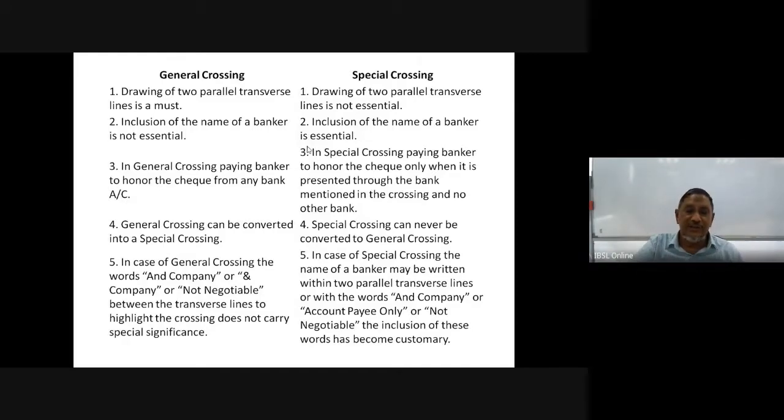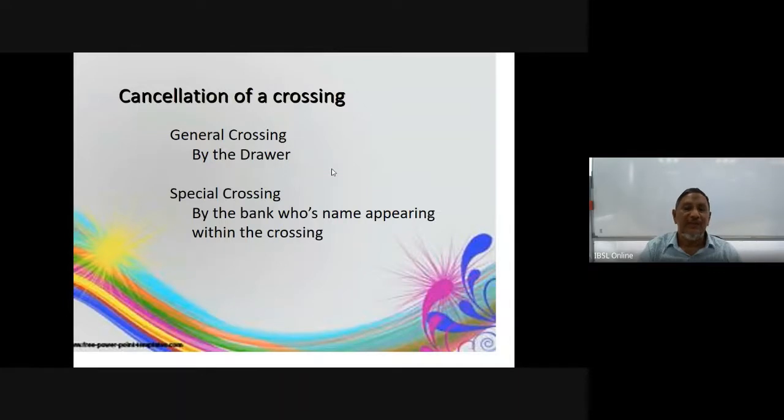In the case of special crossing, the name of the bank may be written between the two parallel transverse lines, and the words "and company account payee" or "not negotiable". Inclusion is customary. Okay. Cancellation of a crossing. A general crossing can be cancelled by the drawer. But a special crossing has to be cancelled by the bank whose name appears within the crossing. If it's NDB Bank, any branch of NDB Bank can cancel the crossing. But if it's NDB Bank Kolpiti, only NDB Bank Kolpiti can cancel that crossing.